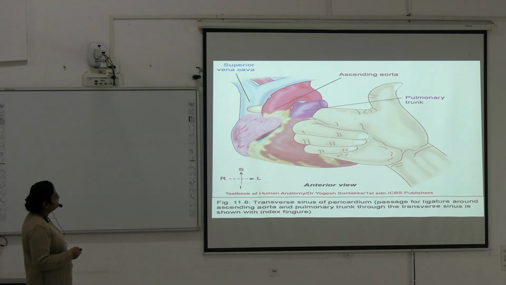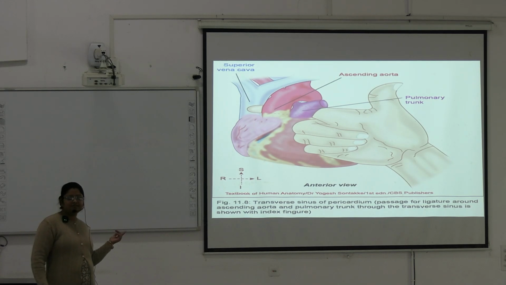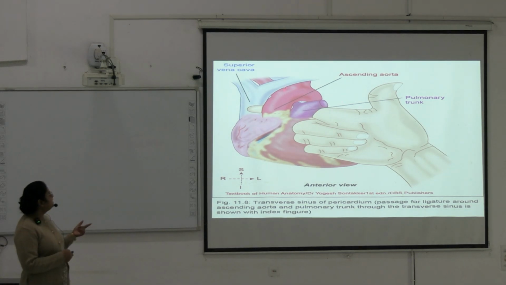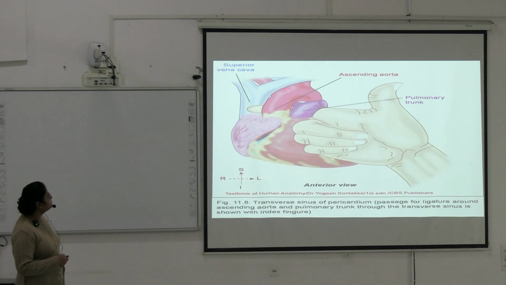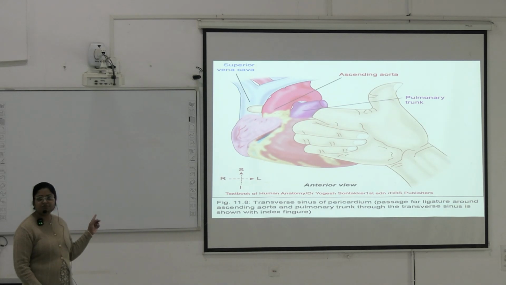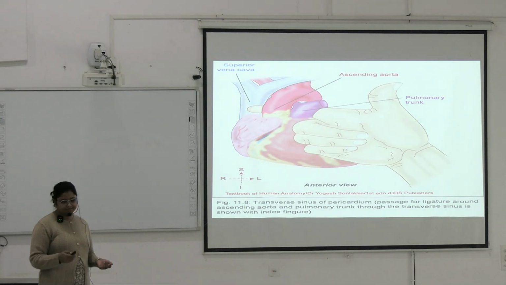Here the finger has been put through the transverse sinus. You have to show it in the viscera also. In the cadaver you have to show the transverse sinus like this. You have to place the finger just behind the ascending aorta and pulmonary trunk like this. That's how you show the transverse sinus. In the heart viscera also you will be asked to show the transverse sinus, and also in the cadaver you can be asked to show this transverse sinus.